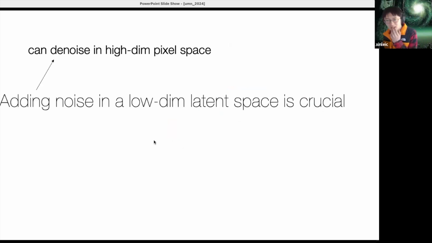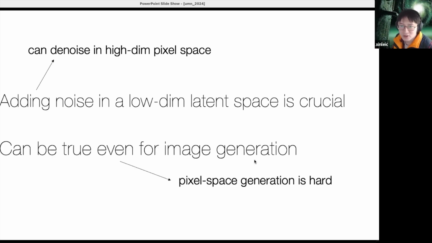Okay, so this is a message. We find that we can denoise in the low dimensional latent space, and these days it can be true even for image generation because latent diffusion models are popular, and pixel space generation is in general pretty hard for images.